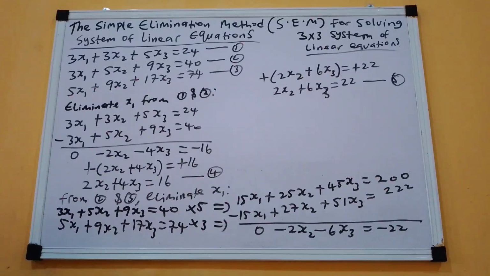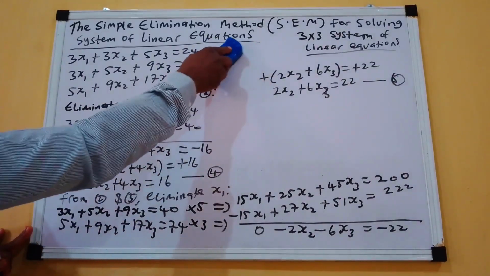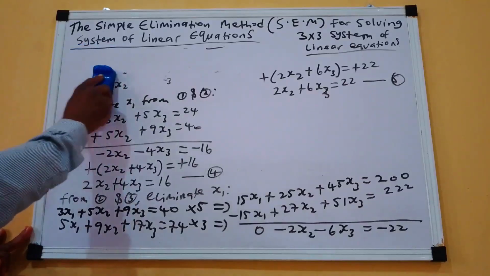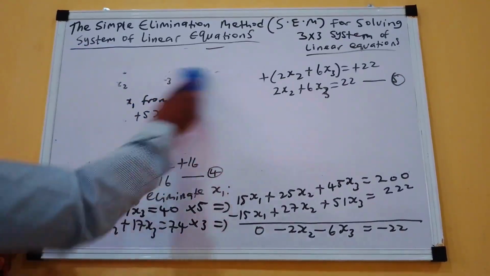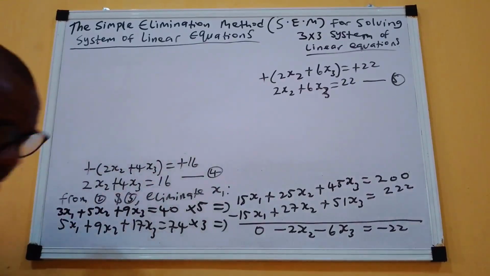Now we have produced: we eliminated x1 from equations 1 and 2, we got equation 4. We eliminated x1 from equations 2 and 3, we got equation 5. Now, from equations 4 and 5, permit me to clear this part of the board, we want to eliminate x2 so that we can get x3.